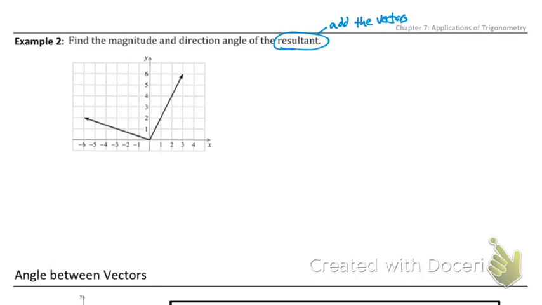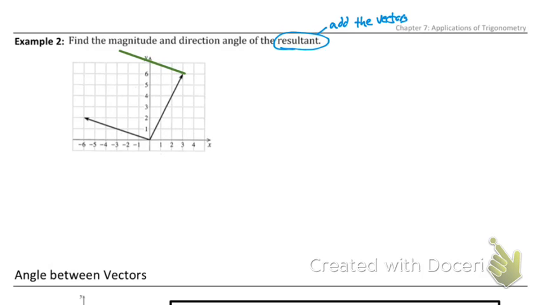So anytime it says anything about a resultant, the first thing you need to do is add your two vectors together. There's two ways to add it. One is efficient, one is not efficient. The first method that's not efficient is the tail to tip method, especially in this problem. Tail to tip would tell you to take this first vector and on the tip of it, add the other one onto it.